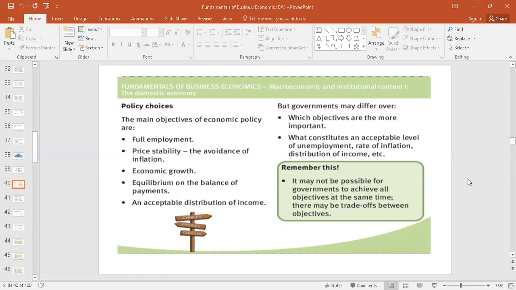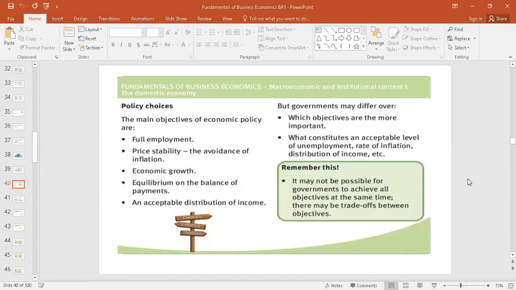See, in any economy, the government aims at economic development. There are certain policies made by each government. So what are the main objectives of economic policy, what aspects are considered? What are the areas where the government actually works? It puts in some efforts to bring about economic development in an economy. So the objectives here include full employment. That's one thing. Second is price stability, the avoidance of inflation. If prices fluctuate too much, then that can create some kind of disturbance in the economy. Therefore, the prices, as far as possible, should be stable.